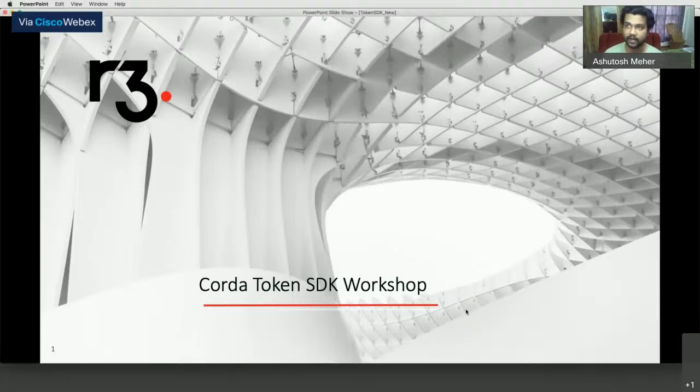And today we are going to take you through one of the very well-known features of Corda, which is the token SDK. The token SDK has been around for quite some time. We did release this with Corda 4 actually, and then it has gone through a series of different iterations. The current version is tokens 1.2, which was released just a day or two before Corda 4.5.